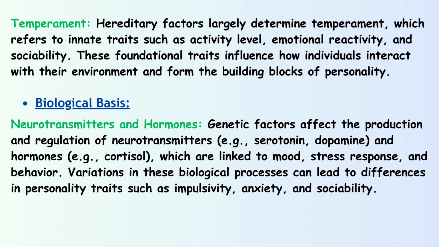Biological basis, neurotransmitters and hormones. Genetic factors affect the production and regulation of neurotransmitters, for example serotonin and dopamine, and hormones, for example cortisol, which are linked to mood, stress response, and behavior. Variations in these biological processes can lead to differences in personality traits such as impulsivity, anxiety, and sociability.